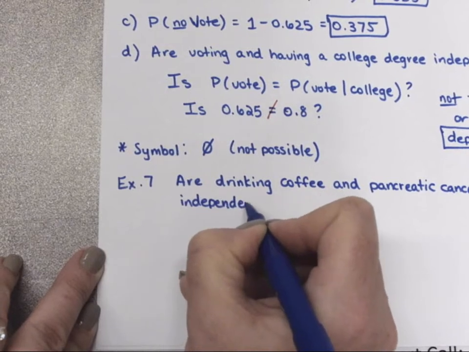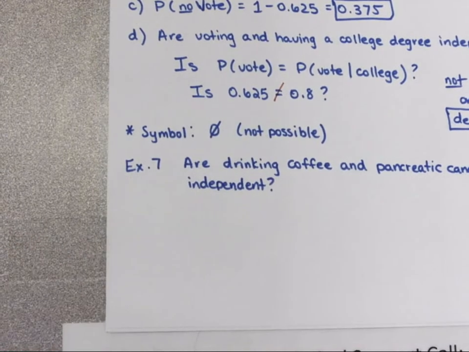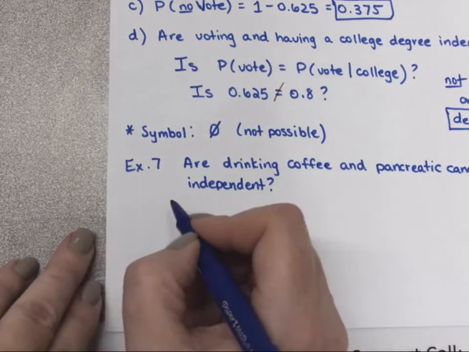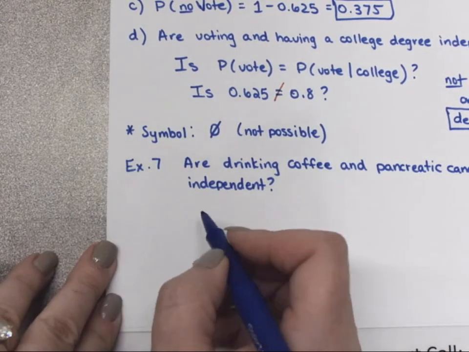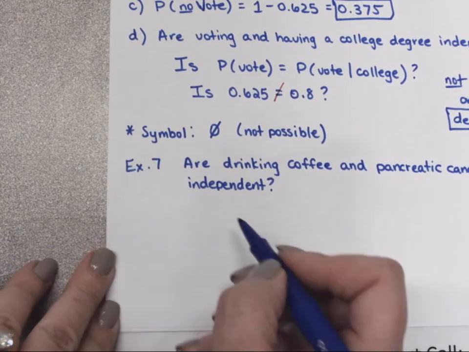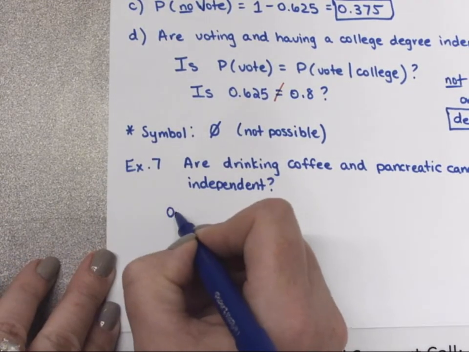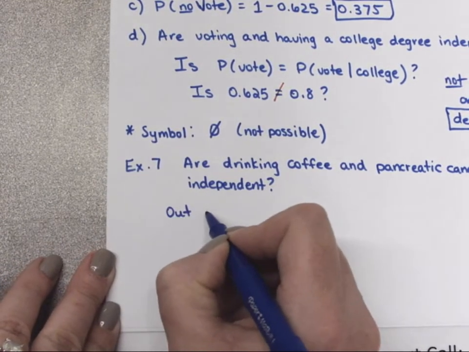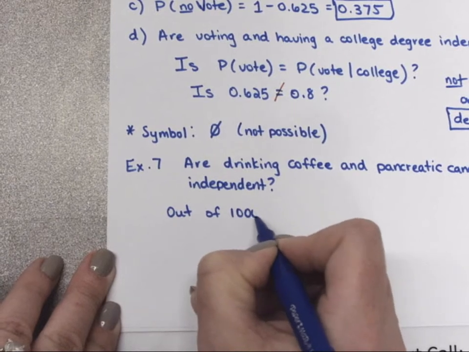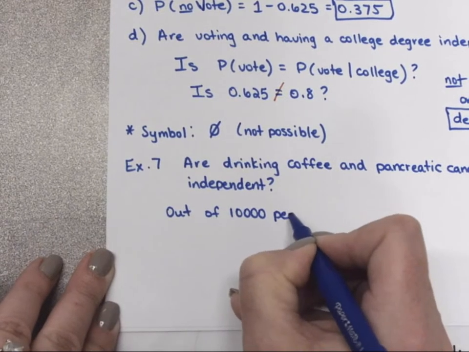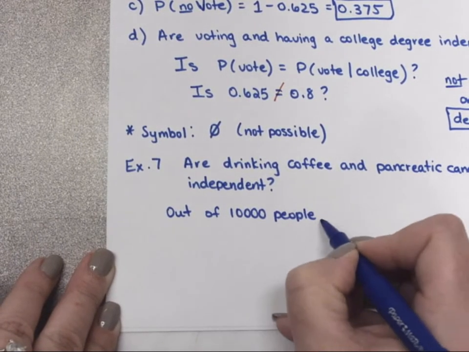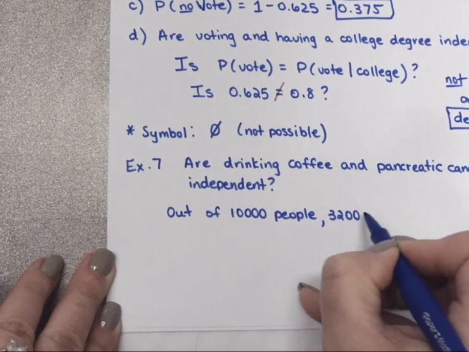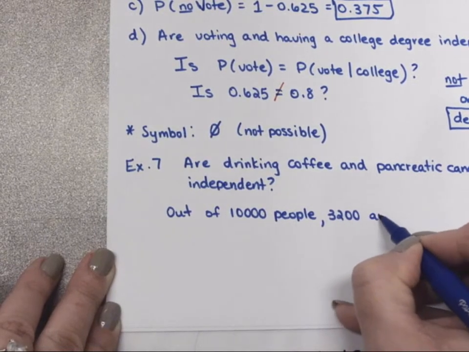And I'm going to give you some stats. Okay, if you're a coffee drinker, you certainly hope so, right? You hope that your coffee drinking doesn't contribute to the possibility that you might get pancreatic cancer, okay? So here are the stats that we're going to use to solve this problem. So out of 10,000 people, let's say we surveyed them and 3,200 are coffee drinkers.